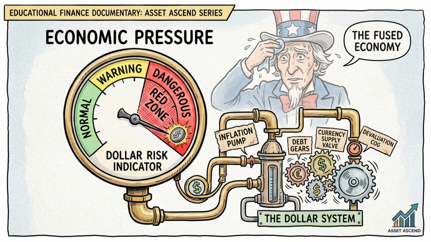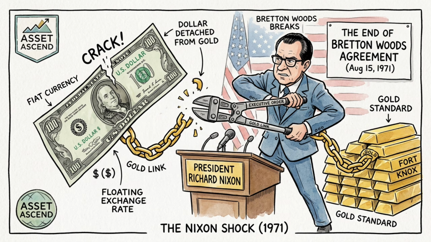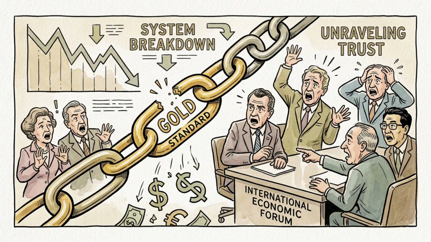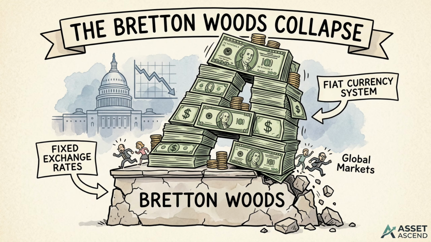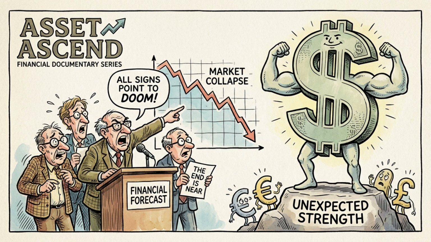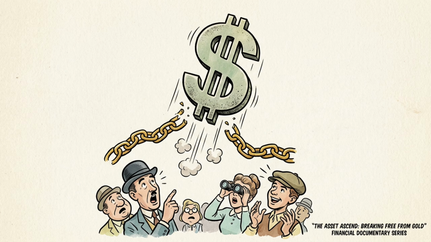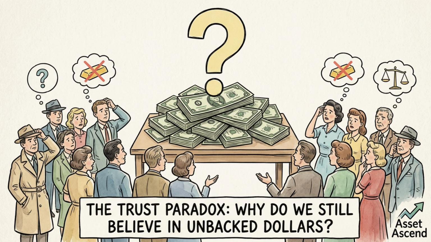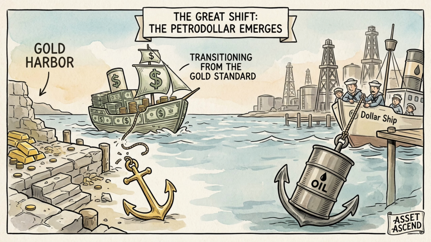Pressure kept building. Until finally, in 1971, President Richard Nixon made a decision that shocked the world. He ended the dollar's link to gold. Just like that. The foundation of the Bretton Woods system disappeared. For many economists, this should have been the end of dollar dominance. After all, if dollars weren't backed by gold anymore, why would anyone keep trusting them? Something unexpected happened. The dollar became even more powerful because America found a new anchor.